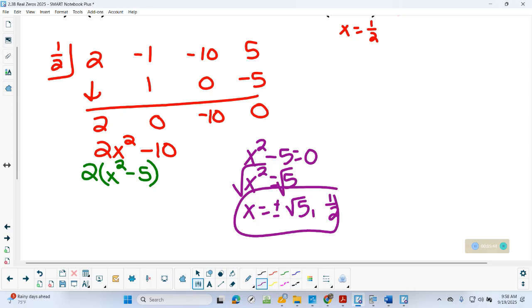Now, of course, I'm going to list all of the factors. Well, our first factor was the one they had for the half, the 2x minus 1. And then don't forget, I'm going to do all of this as factors. I'm going to put x minus the square root of 5, x plus a square root of 5. You can put plus minus if you want to combo it. I'm going to write it separate.